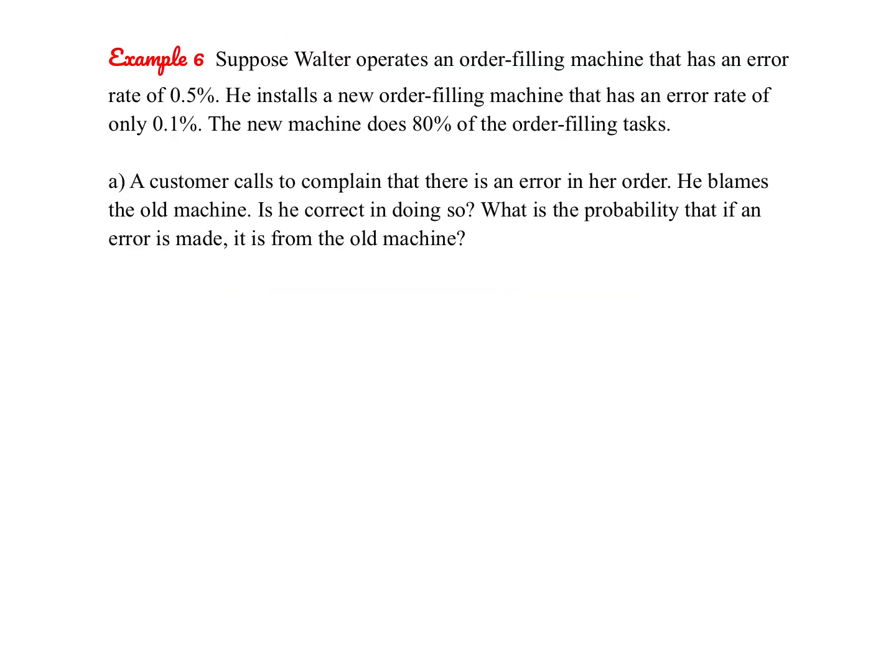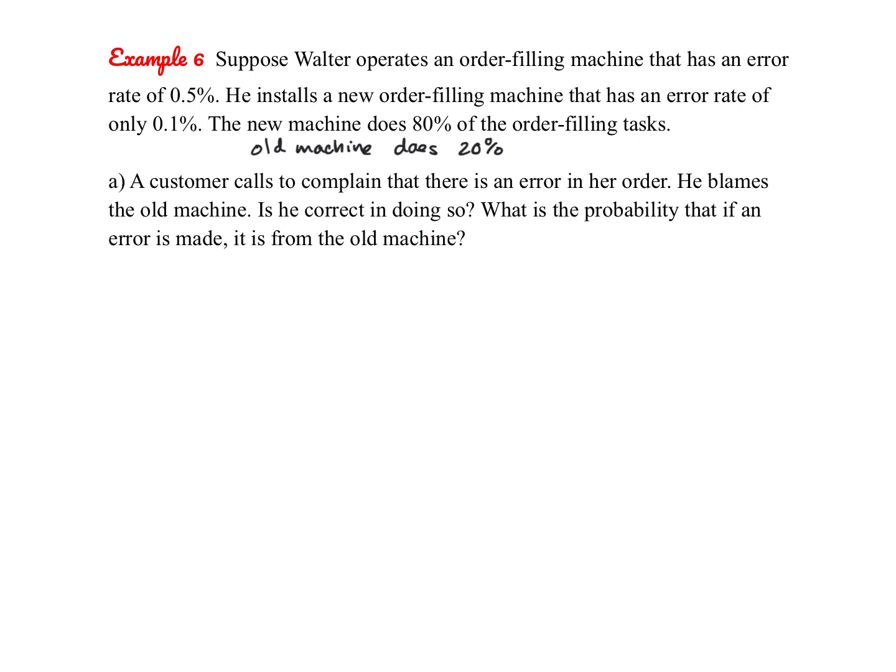All right, let's look at another example together. This says, suppose Walter operates an order filling machine that has an error rate of 0.5%. He installs a new order filling machine that has an error rate that's only 0.1%. The new machine does 80% of the order filling, which implies, of course, that the old machine does 20%. A customer calls to complain that there's an error in her order, and he blames the old machine. Is he correct in doing so? What is the probability that if an error is made, it is from the old machine?